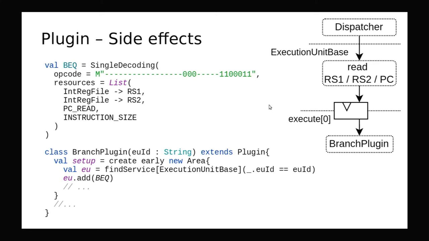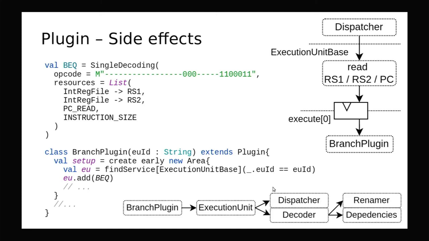One side effect is that the execution unit will figure out that somebody needs the value of the integer register file as one as two and needs the program counter. And so the execution unit base will then add the hardware required to read this information, if it was not already made, to make it available for the branch plugin. A few other side effects: the execution unit base will then notify the ECQ and the dispatcher that it can execute a branch if equals. So yeah, the branch if equals instruction needs to find its way through the pipeline, through the multiple execution units. That's how it is sorted out.